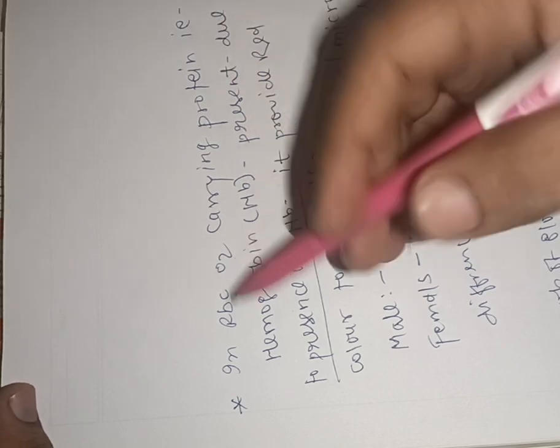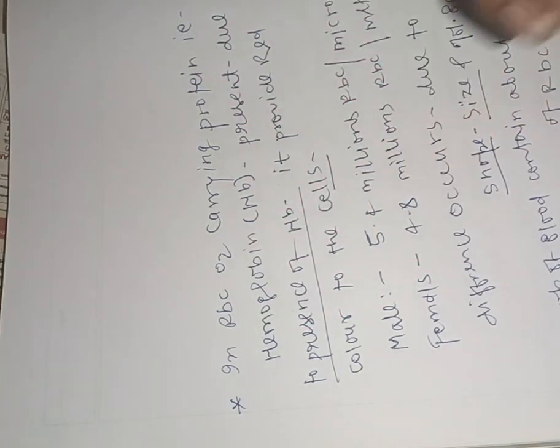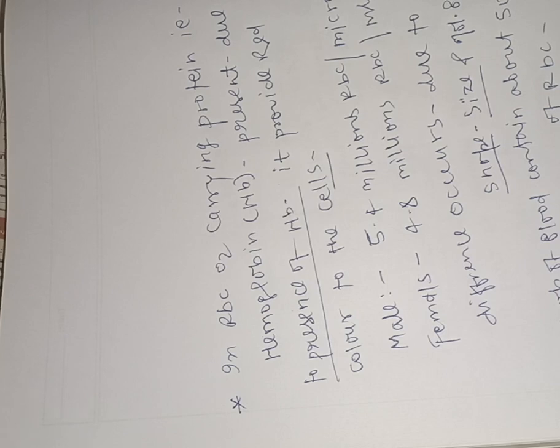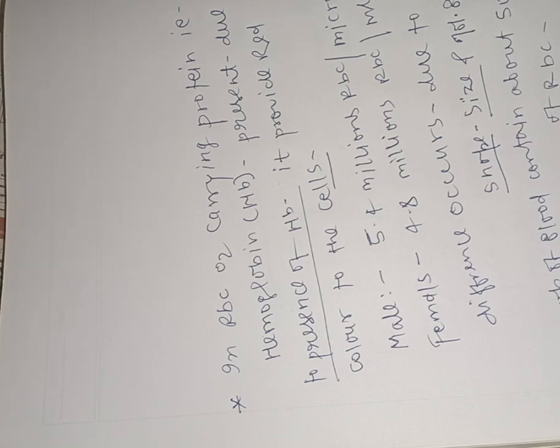So a quick recap. In the RBC, oxygen carrying protein hemoglobin is present. Due to the presence of hemoglobin, the color of the blood is red. In the male, about 5.4 million RBC are present per microliter. In the females, 4.8 million RBC are present per microliter. This difference occurs due to the difference in shape, size, and molecular basis. Next, 1 drop of blood contains 50 microliter of the RBC. Lifespan of RBC is about 120 days.